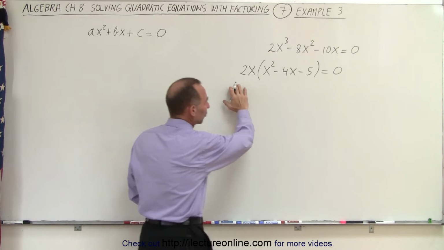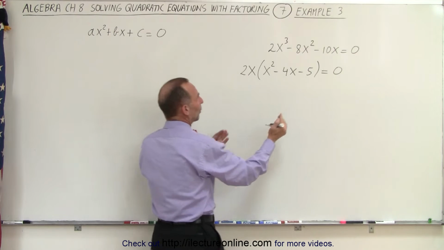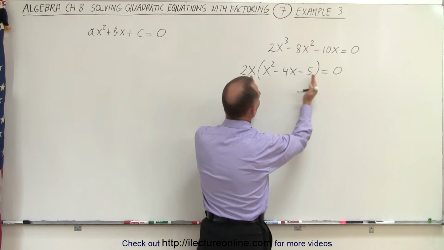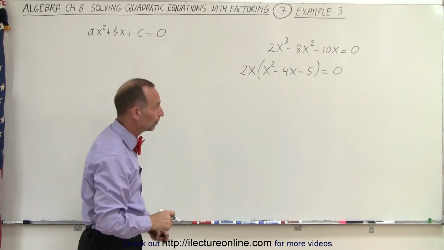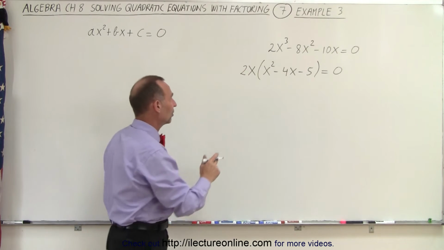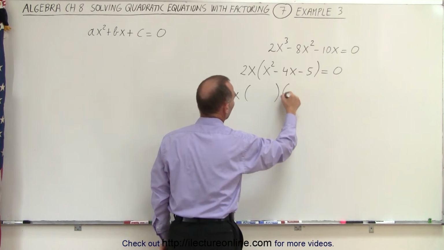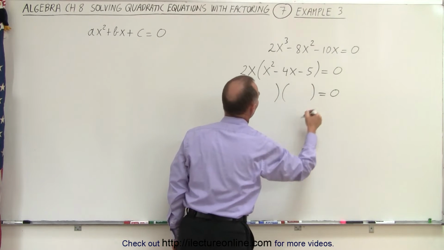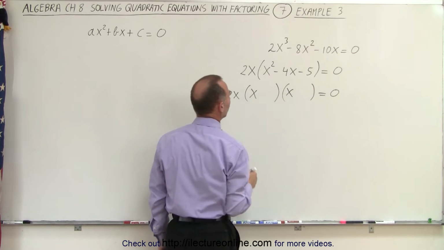So this together is not really a quadratic equation because it's x to the third power. But what we have inside the parentheses here, if that was the only thing set equal to 0, then we do have indeed a quadratic equation. So let's go ahead and factor that and see what we get. So we end up with 2x times, now we're going to have the product of two binomials, and we need an x and an x because x times x gives us x squared.